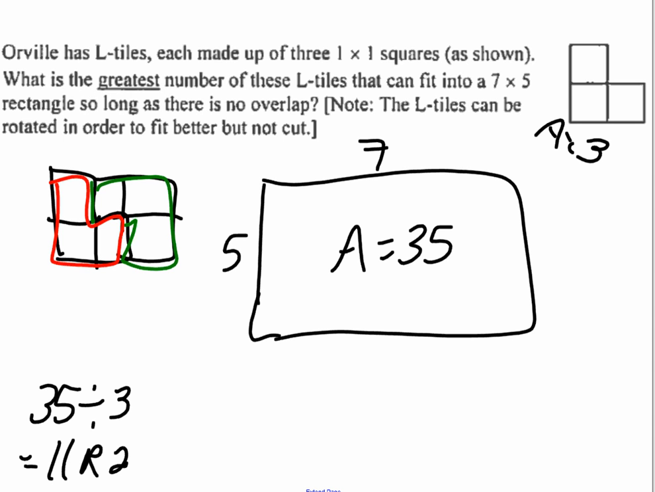So that means your answer cannot be bigger than 11. There is absolutely no way that your answer is bigger than 11. So now the question is, could the answer actually be 11?